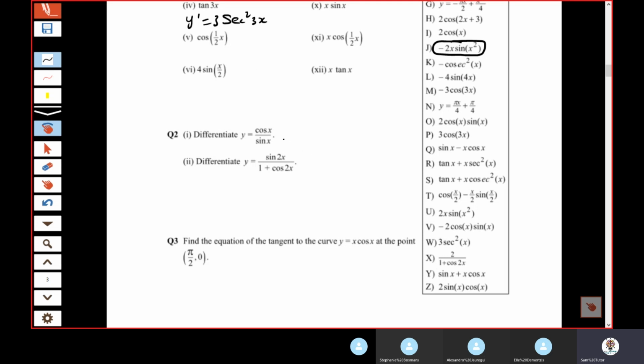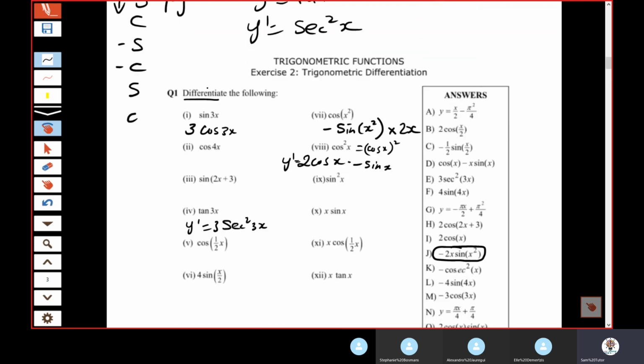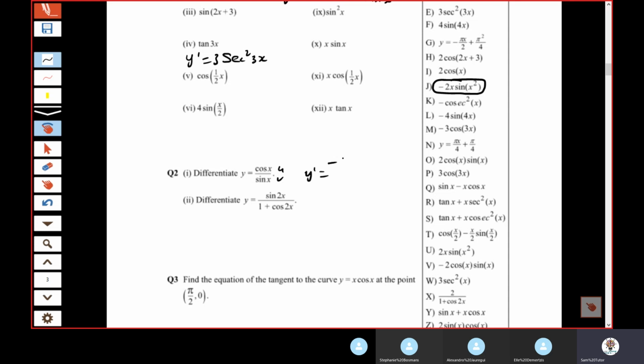Cos x on sine x. How do we differentiate two x's that are being divided? Quotient rule. So y dash equals u dash, the derivative of cos is negative sine, times sine is sine squared, minus v dash, derivative of sine is cos, times cos is cos squared, on sine squared x.